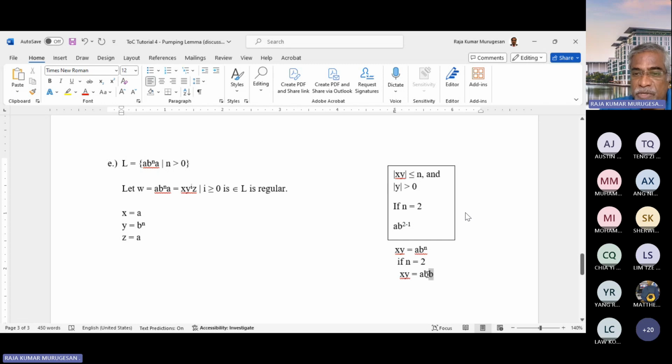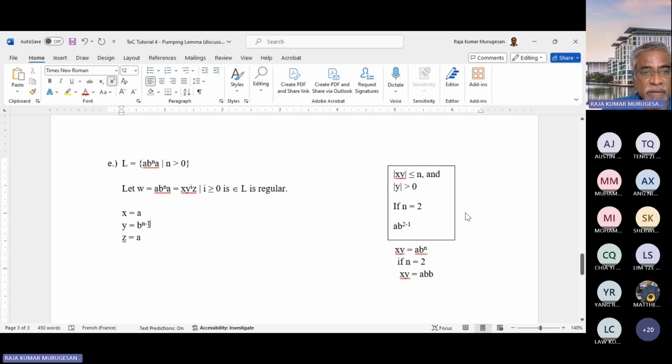So what is the length of your string now? 3 letters. Okay. But here we are saying length of xy must be less than or equal to n. n is only 2. So your length of xy must be equal to 2 or should be less than 2. In our case, it becomes 3. So what I'm saying is we cannot take y as b power n as well. Okay. So what we need to do, we need to take b as n, sorry, b length n minus 1.